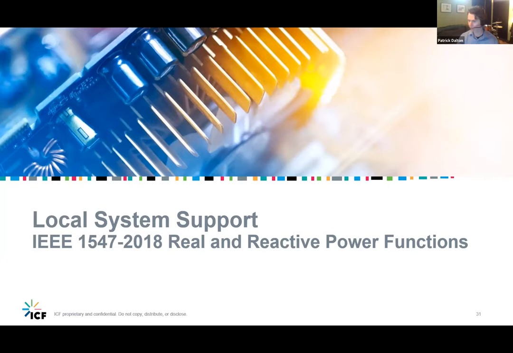And then the final question that I see on the screen is, is there a classification between controllable and non-controllable DER? There isn't, because with the recent standard update, all DER is required to be controllable through that interoperability interface. So that distinction or classification doesn't really apply to DER.